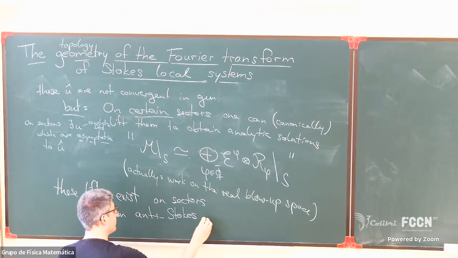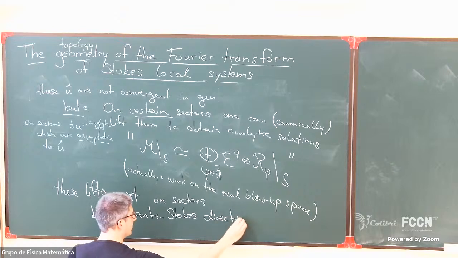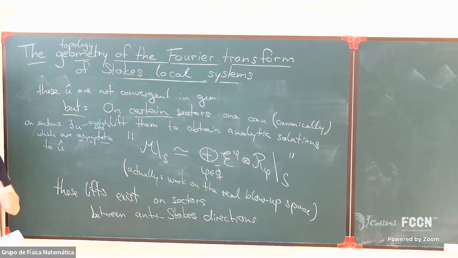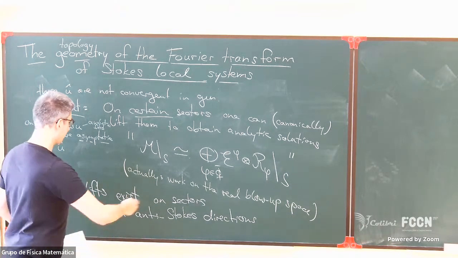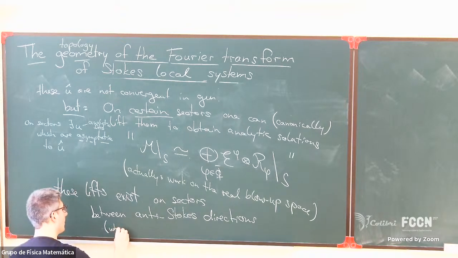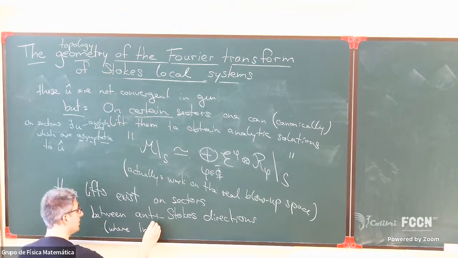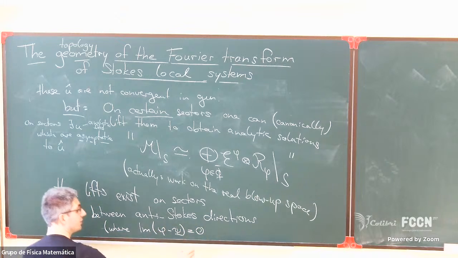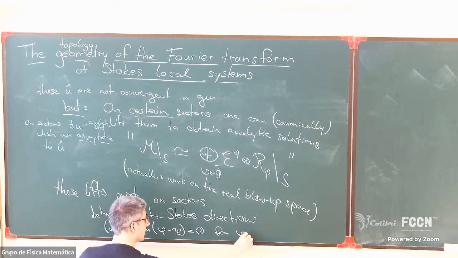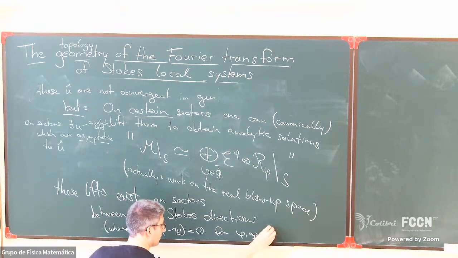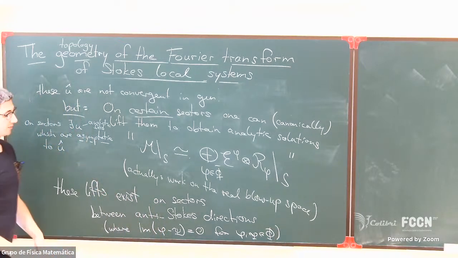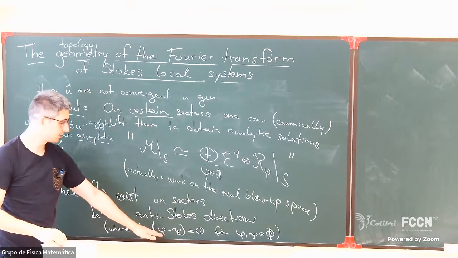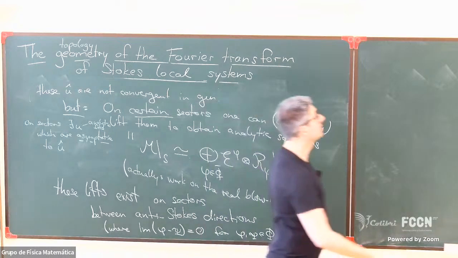There are also anti-Stokes rays, which are the ones that are basically in the middle between the Stokes rays. So there are also anti-Stokes rays. If you want, they are defined by those directions where the imaginary part of the difference of two exponents vanishes. So these are also canonically defined: as soon as you have M, you have the exponents, and if you have the exponents, you have these anti-Stokes directions.